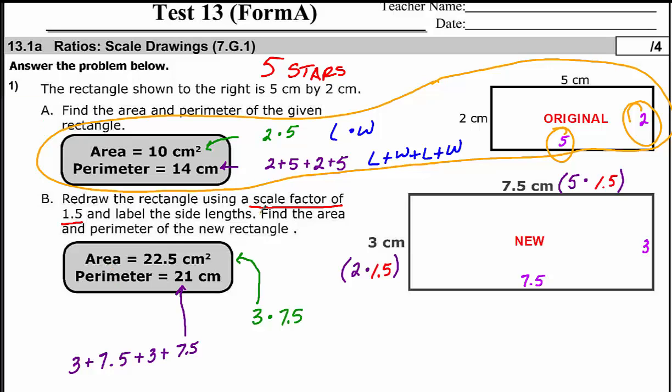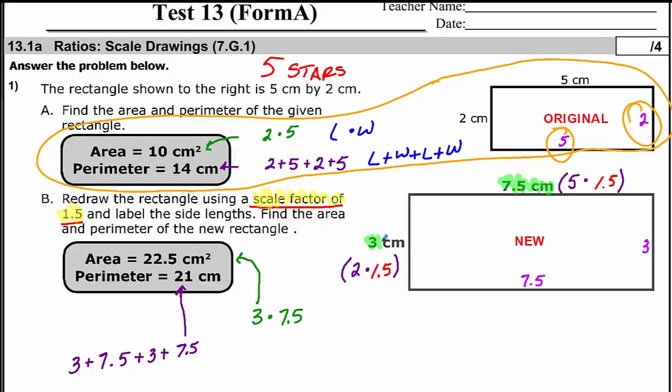Well, to get the new figure, we have to be looking at the scale factor right here. In this case, the scale factor is 1.5. And what that means is the new figure is 1.5 times the size of the old figure. So to get the new length, we multiply by 1.5, and we get 7.5. That's our 5 times our scale factor of 1.5, gives us 7.5.